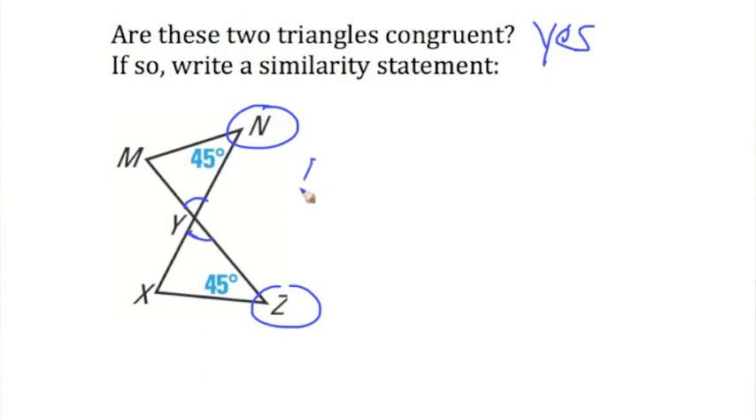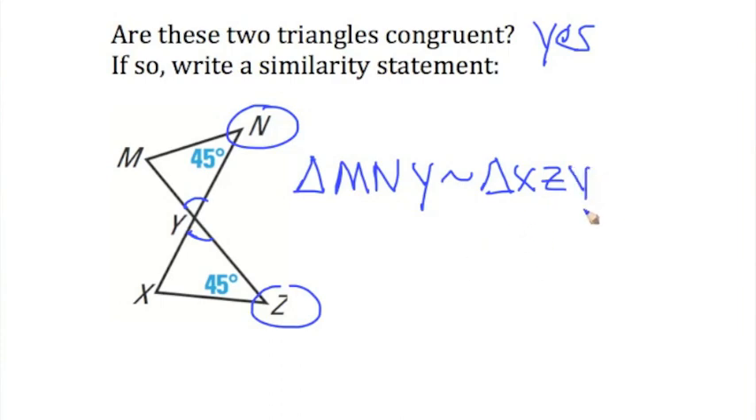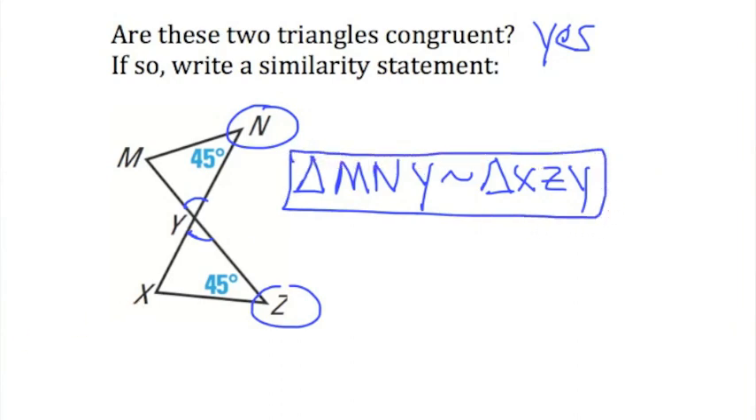Let's go ahead and write the triangles. I'm going to say triangle MNY, with Y as that vertex, is going to be similar to triangle, well, M to N went from that no marking, no angle, to 45. So that would be from X to Z. And we go X, Z, and Y has to be the last one, and Y does match with Y. So there you go. Triangle MNY is similar to triangle XZY.